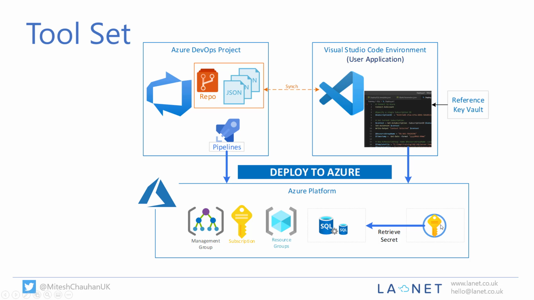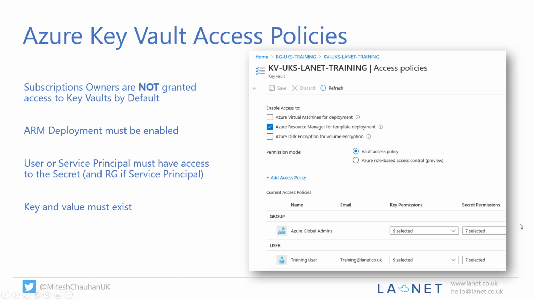When we reference the secret, the deployment service will go and retrieve that secret from the Key Vault, and then use that secret inside the platform to build your objects. All of that can be done without having to specify any secrets and passwords in your actual code. In order to do that, you've got to make sure you've got access first. Even if you're an owner of a subscription and somebody else creates a Key Vault, you don't automatically get access to that Key Vault. So that's one thing to remember.